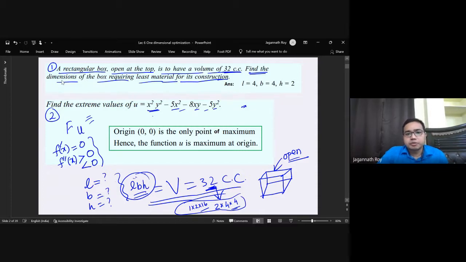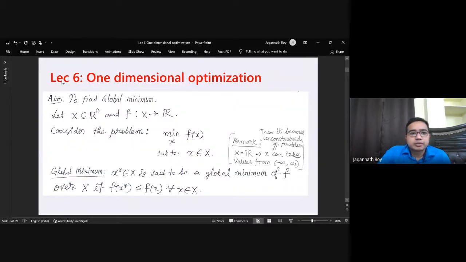So that's the motivation for today's class. And then to find the global minimum, we'll try to discuss one-dimensional optimization. The function will be a one-variable function. If we think about a multi-variable function, we'll talk about the single variable and multi-variable cases together, one by one. And then let X be an n-dimensional subspace.